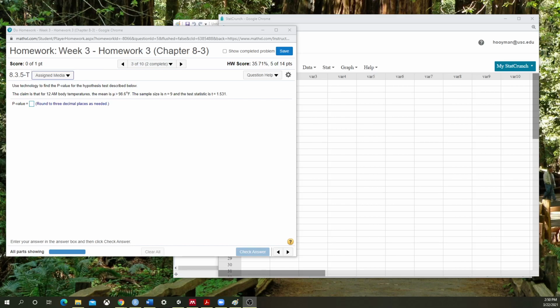Hello class, today's tutorial is going to be on using StatCrunch to solve common questions using one sample t-tests. Okay, so first this is an example homework.